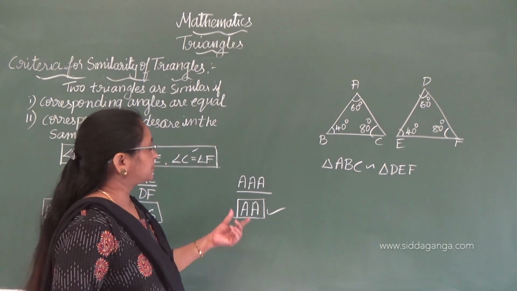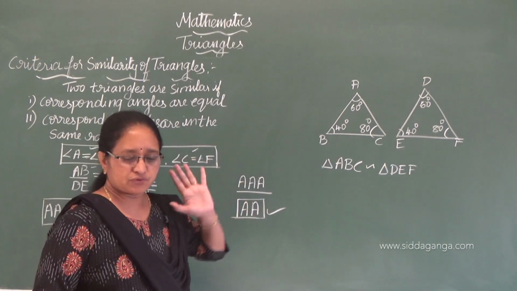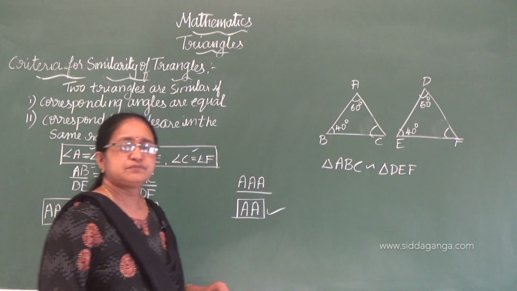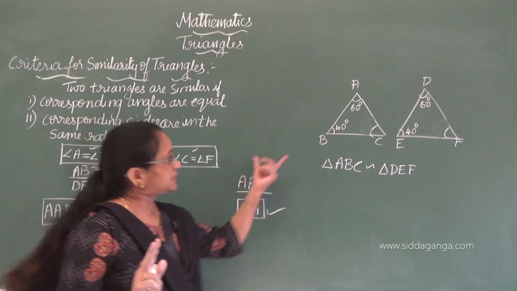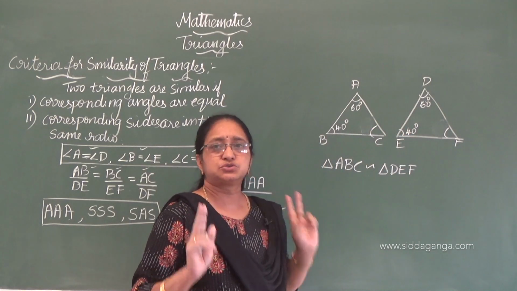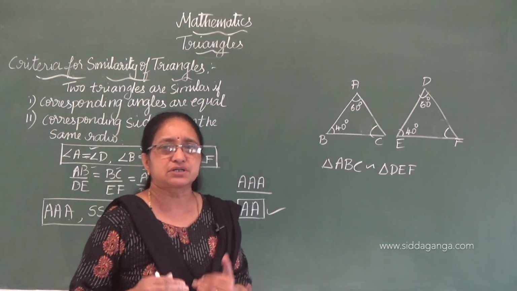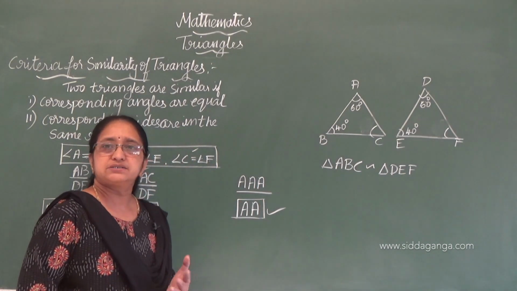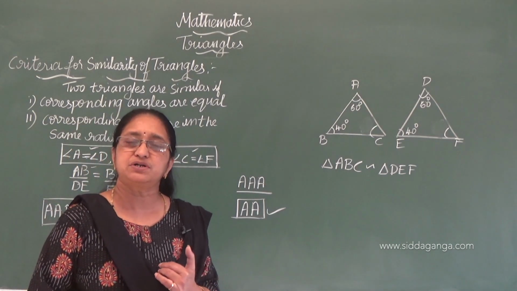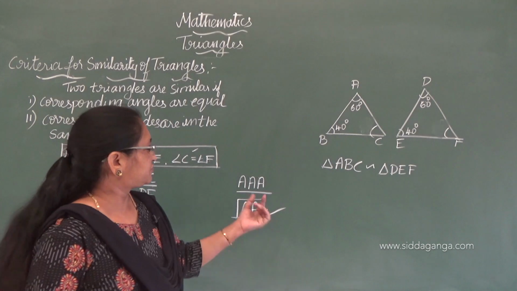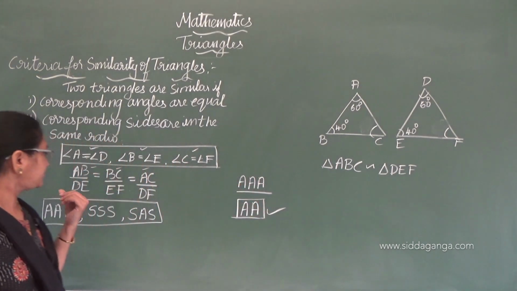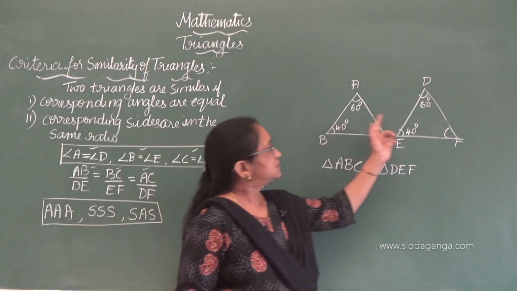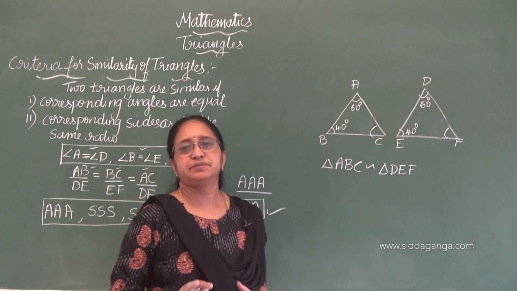So if two angles are equal, if corresponding angles are equal in two triangles, then we can come to the conclusion that the third one also will be equal. Yes or no? According to the angle sum property of a triangle. And if three angles are equal, then definitely the sides will be proportional. So then we can come to the conclusion that these two triangles are similar.